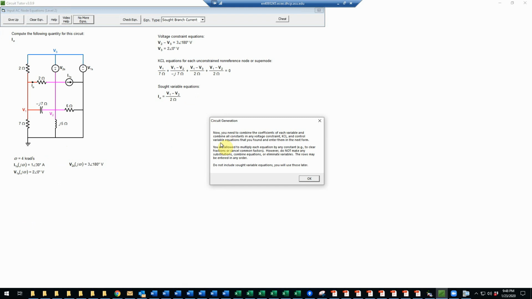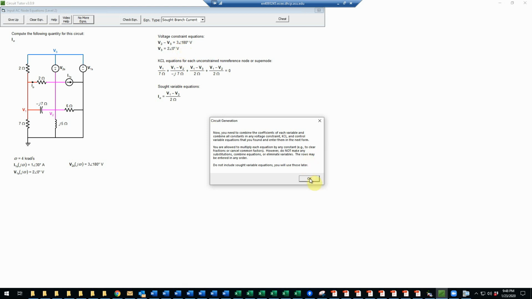And now the additional thing we have to do in a solutions tutorial is that we need to write these equations basically in a standard form. Not the sought variable equation, we'll use that one later, but just the voltage constraint and the KCL equations. And by standard form, we mean a single number times V1 and a single number times V2 and so forth, and then a constant term possibly on the right-hand side, although this equation actually doesn't have a constant term. And then we enter these as well.